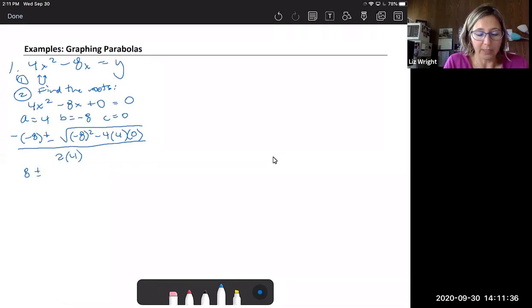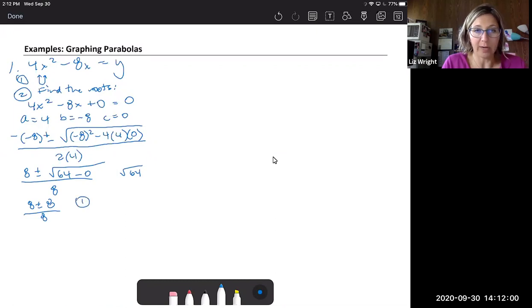All right, so we've got positive 8. We're going to have 64 minus 0 all over 8. Then we're going to have 8 plus or minus the square root of 64 minus 0, right? It's just going to be the square root of 64. And the square root of 64 is just 8. So that's what I'm going to put here, all over 8. So now I've got two answers, right?